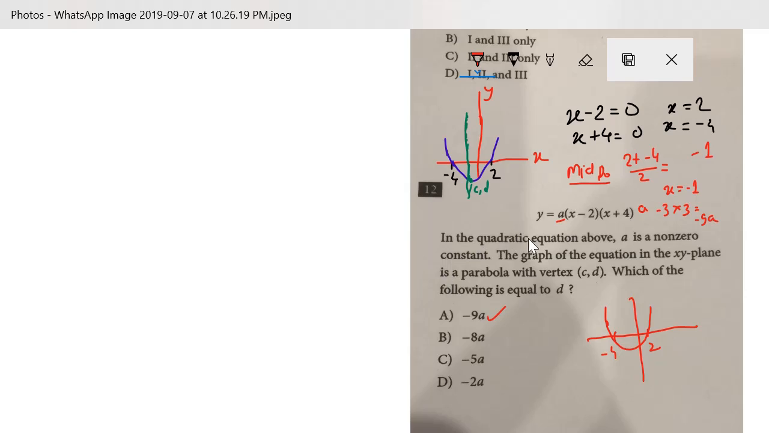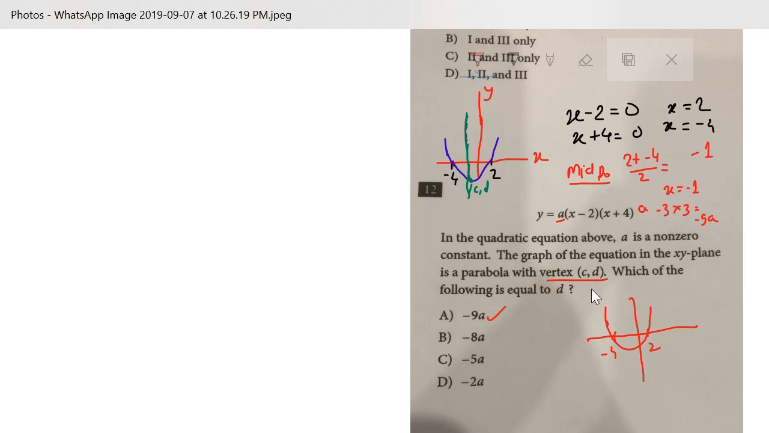All right, now let's read the question. In the quadratic equation above, a is a non-zero constant. So this one is non-zero, which means the whole term is not zero. Had this been 0, then the whole thing would have become 0. The graph of the equation in the xy plane is a parabola with vertex (c, d). Now what is this vertex?